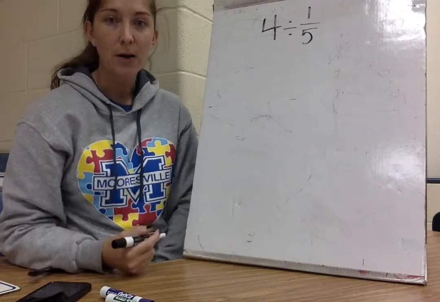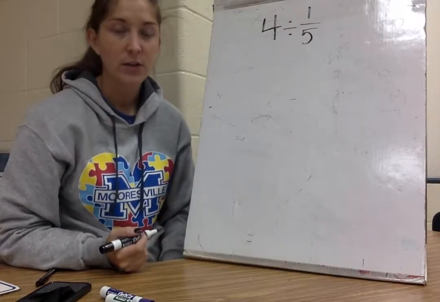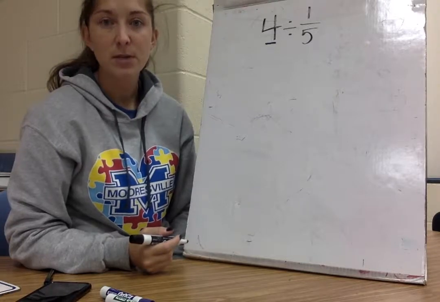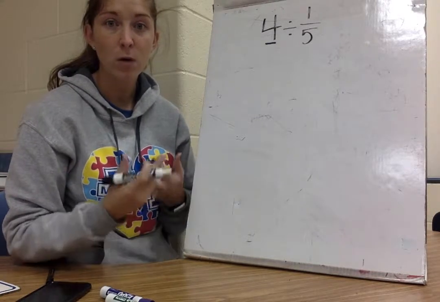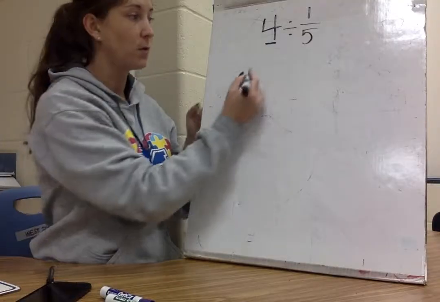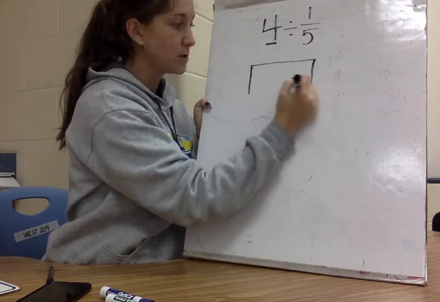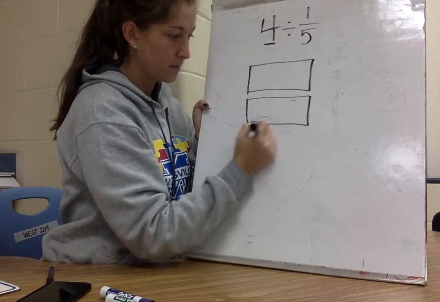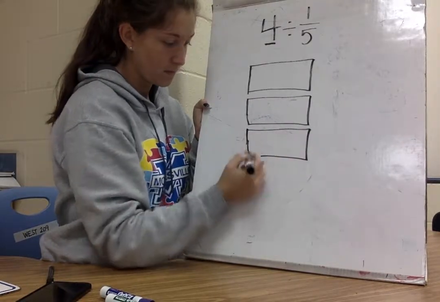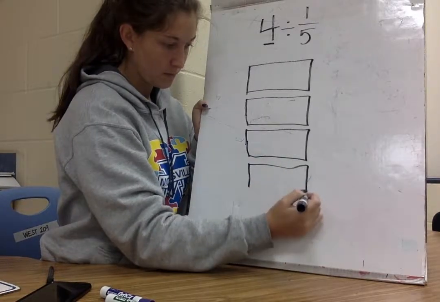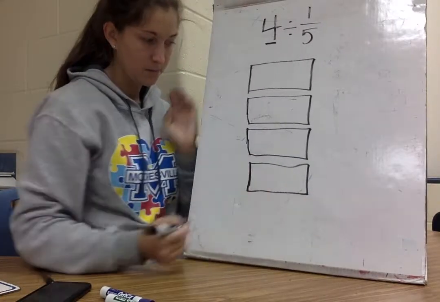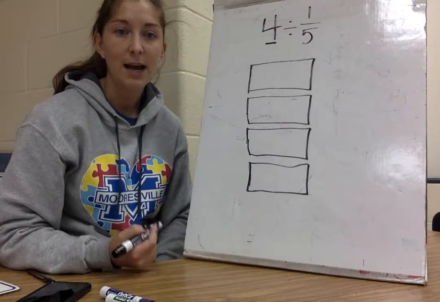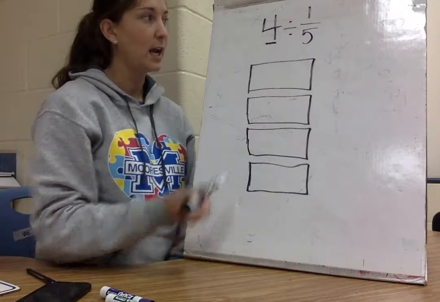So in order to model this problem, the first thing that I have to do is represent my whole number, which is 4. And I need to represent my whole number by drawing 4 models, which I'm going to use rectangles for. So I'm going to draw 4 rectangles. Okay.